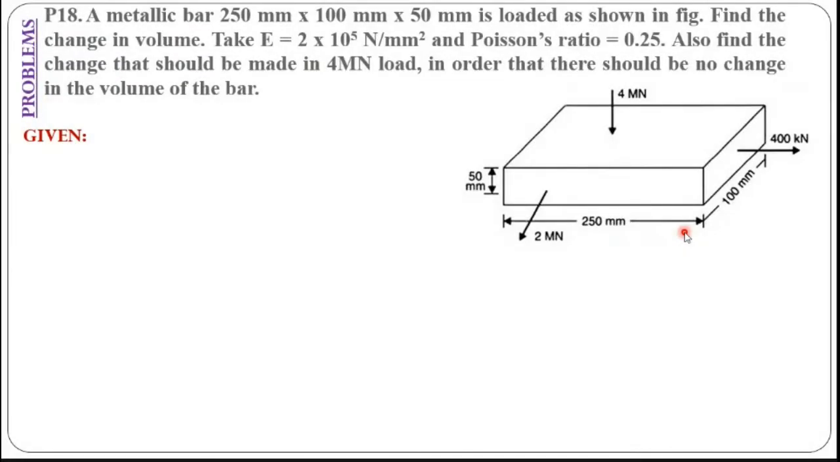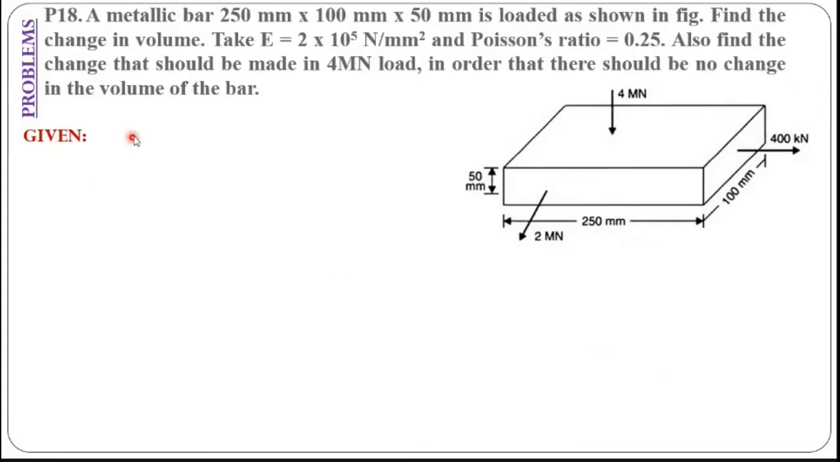Let me consider here you have a metallic bar which is 250 into 100 into 50. So it is loaded as shown in the figure. And they are asking you to identify what is the change in volume. So you know that your Young's modulus is 2 into 10 power 5, Poisson's ratio is 0.25. And they are also asking you what will be the load this has to be changed so that there will be no change in volume. So that is an additional question.